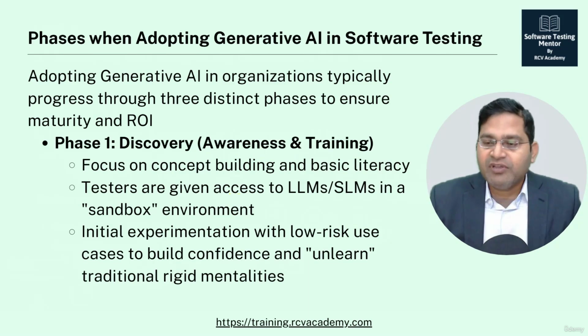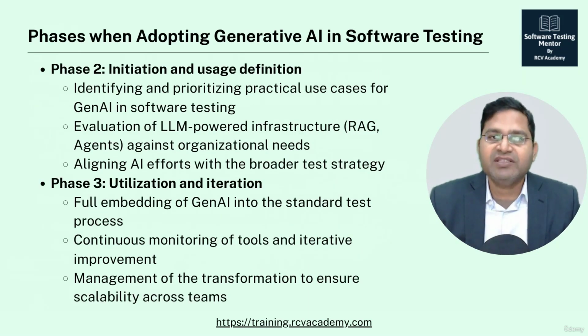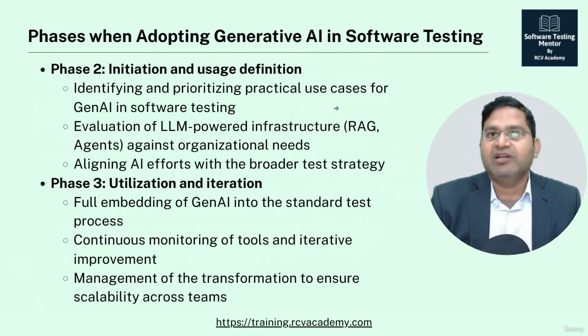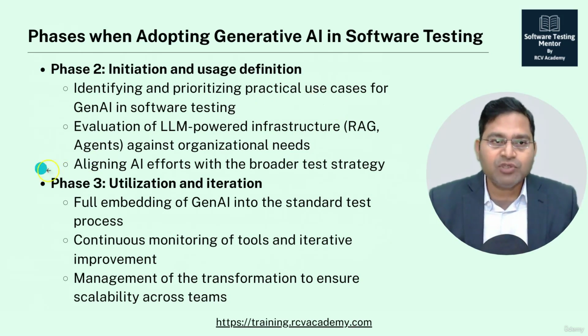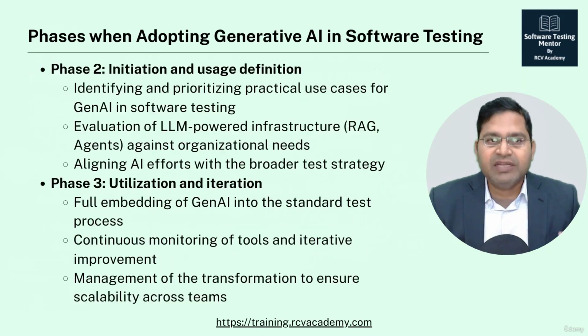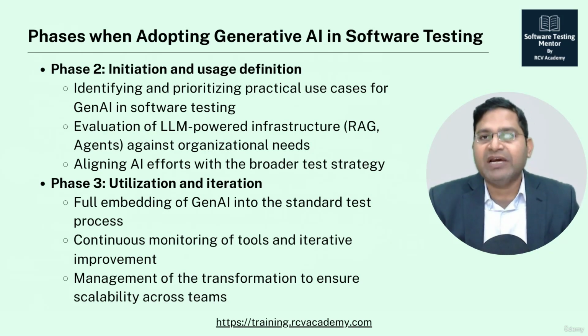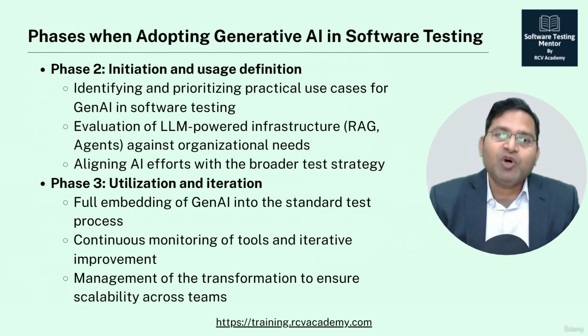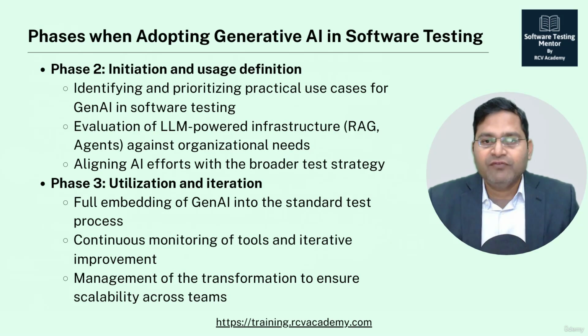So once the discovery phase is done, the next phase is initiation and usage definition. So identifying and prioritizing practical use cases for generative AI in software testing. Previously, in phase 1, it was more about low-risk use cases, like test cases by the team. In the next phase, it is more about practical use cases within the organization that are identified and prioritized. Then evaluation of the model and LLM-powered infrastructure, for example RAG and agents, against organizational need.